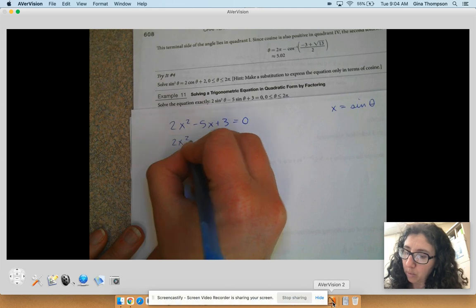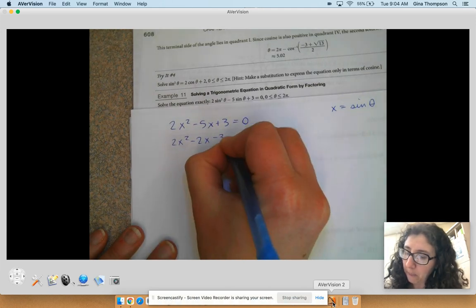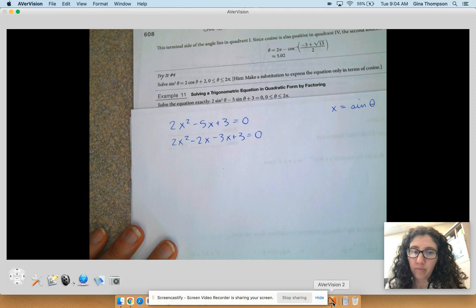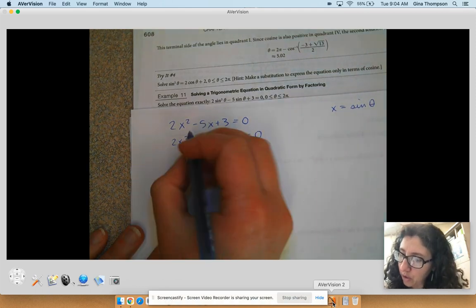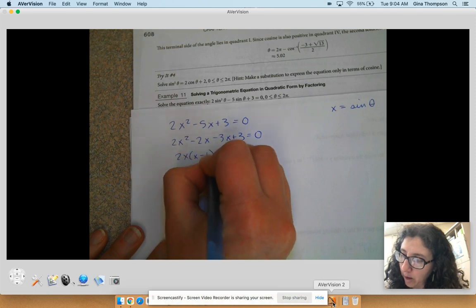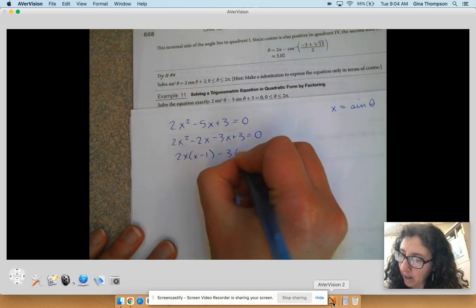I could write this using grouping. I've just split this -5x into these two terms. I'll factor out a 2x, and I get x minus 1. And I'll factor out a -3, and I get x minus 1.